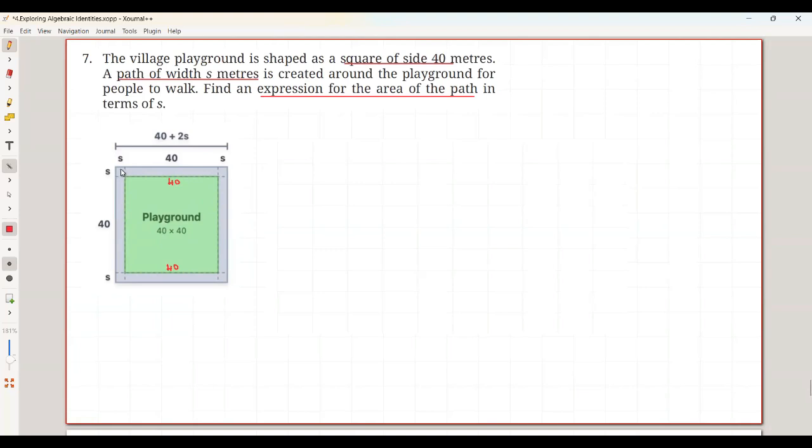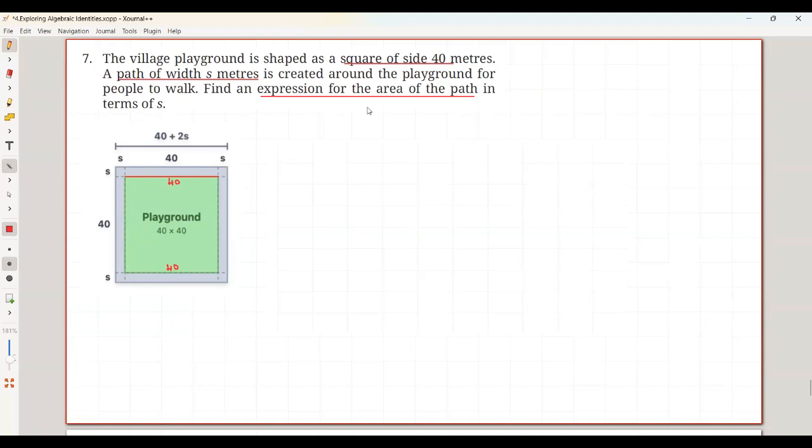They are asking for the area of the pathway. From here to here is 40, given in the question. This is the ground of 40, and this extra length we are taking as s meter, since the path width is given as s meter. So this is s meter and this also is s meter.